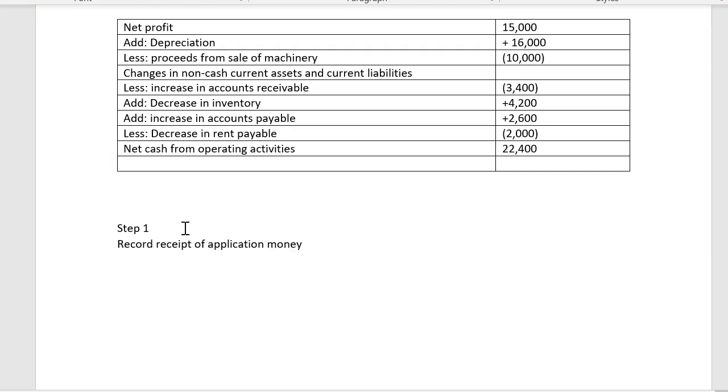What do you do? You need to work out how much they received on application. Each application paid $6. You take 60,000 multiplied by $6. That gives you 360,000. This 360,000 is transferred to a cash trust. So you debit cash trust 360,000 and we credit application 360,000.